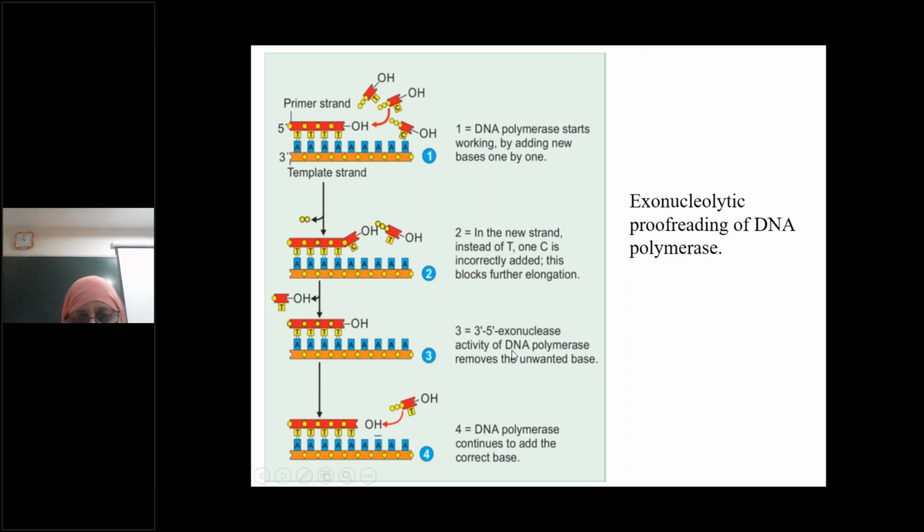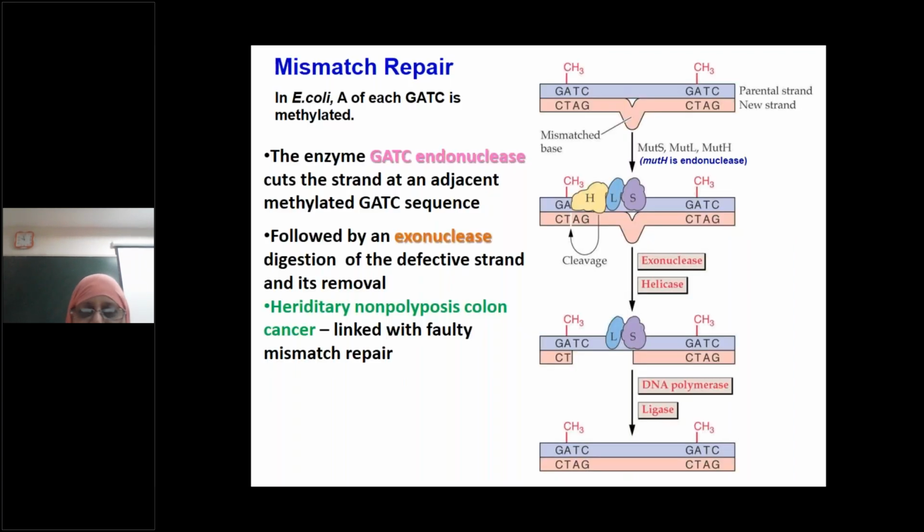So at that time, DNA polymerase, which also exhibits 3' to 5' exonuclease activity, will remove the unwanted base, and then DNA polymerase continues to add the correct bases. But in spite of that, we said that the DNA polymerase will correct the bases, but how this is occurring is a little bit more complicated, where another enzyme is there, GATC endonuclease.